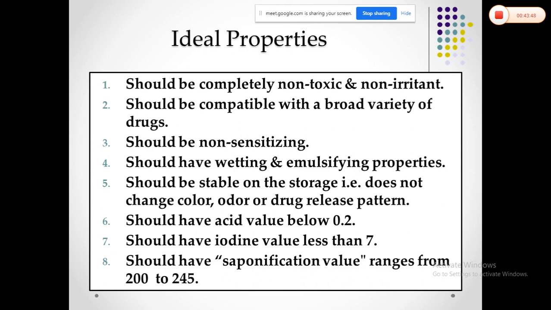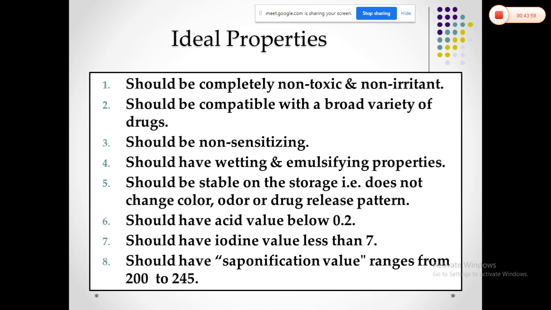Again, you have to consider the hydroxyl value, the solid fat index of the base that we are using, and the melting range. So these are the ideal properties of suppositories. This is the brief introduction regarding suppositories, where we have covered definitions, types of suppositories, advantages and disadvantages, and the ideal properties of suppositories.